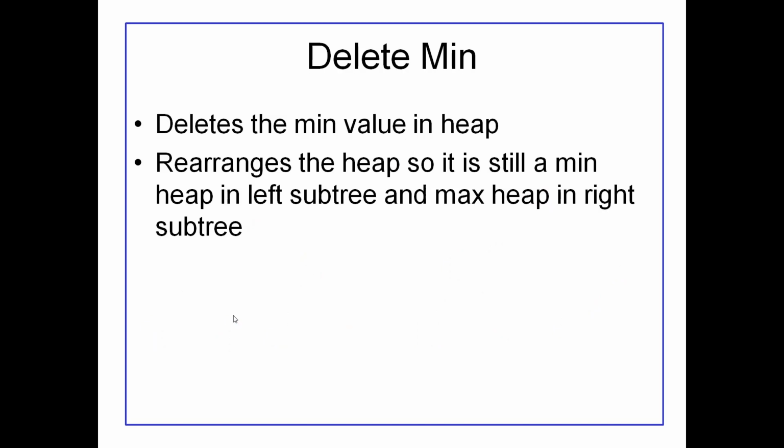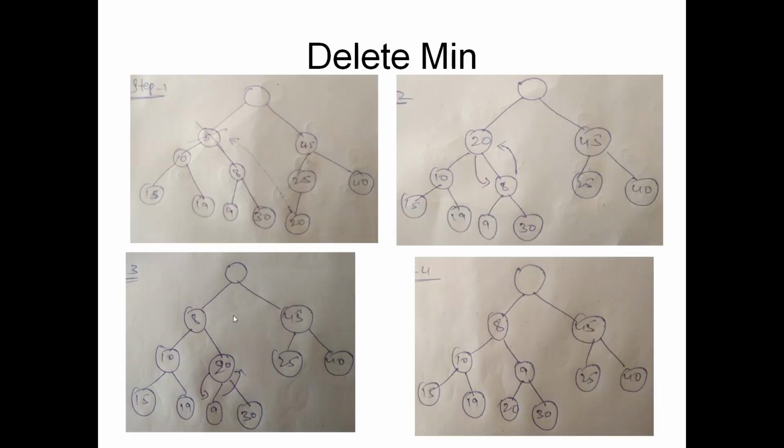Now delete minimum. Delete minimum operation deletes the minimum value in the heap. That means topmost value in the heap, minimum heap, and it rearranges the heap, so it is still a minimum heap in the left subtree and maximum heap in the right subtree. That means after deleting the minimum value in the heap, it should rearrange the remaining nodes according to the minimum heap or maximum heap conditions. This is an example for delete minimum.